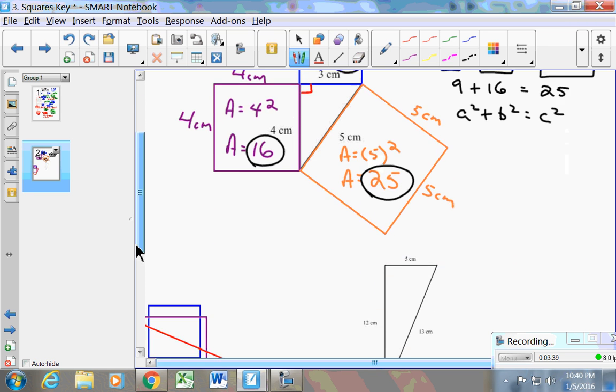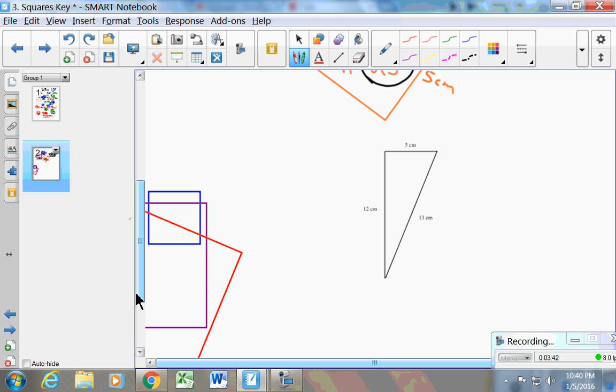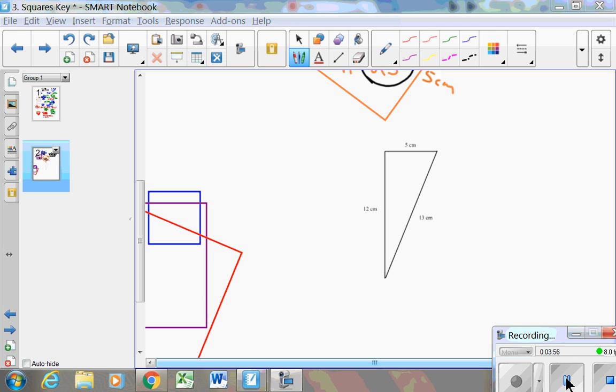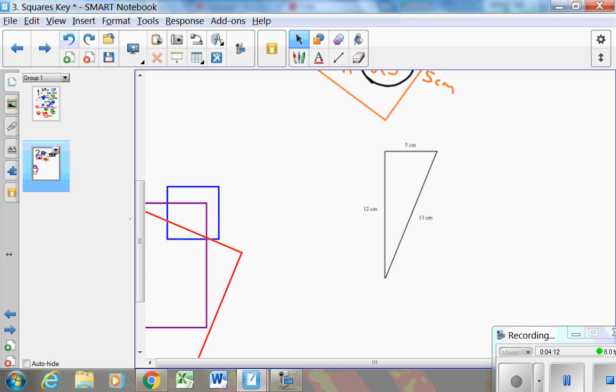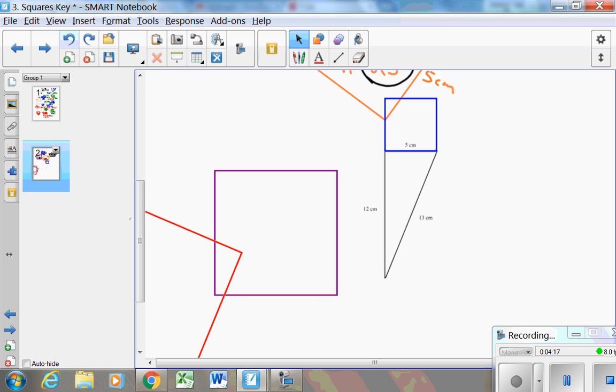The next thing we want to look at is another triangle, a 5, 12, 13 triangle. I've pre-drawn my squares, so they're sitting here and I'm just going to drag them out. So take a second and draw your own squares. We're going to draw a 5 by 5 square, a 12 by 12 square, and a 13 by 13 square.